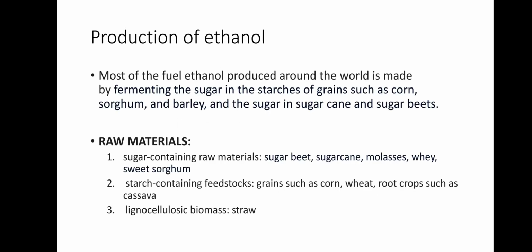Production of ethanol. Most of the fuel ethanol produced around the world is made by fermenting the sugar in the starches of grains such as corn, sorghum, and barley, and sugars in sugarcane and sugar beets. Raw materials of ethanol production are, first, sugar containing raw materials such as sugar beets, sugarcane, molasses, whey, and sweet sorghum. The second one is starch containing feedstocks like grains such as corn, wheat, root crops, and cassava. The third one is lignocellulosic biomass like straw.